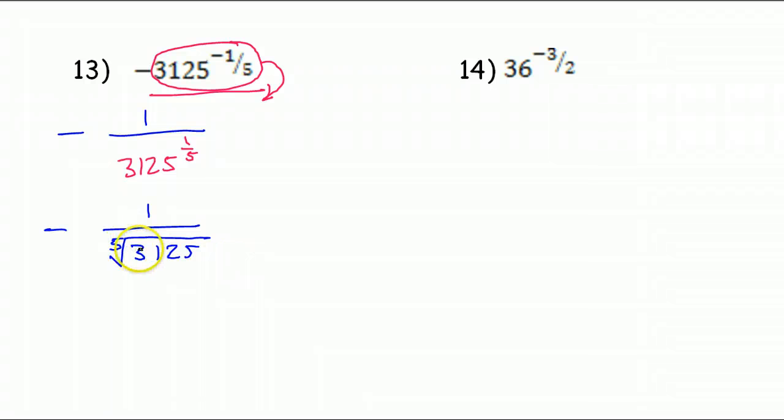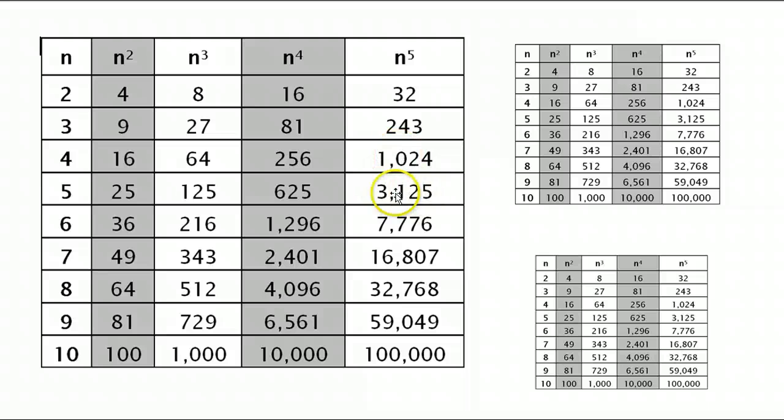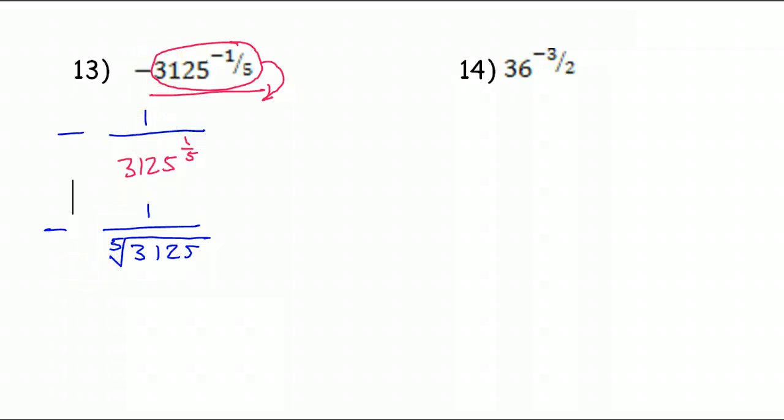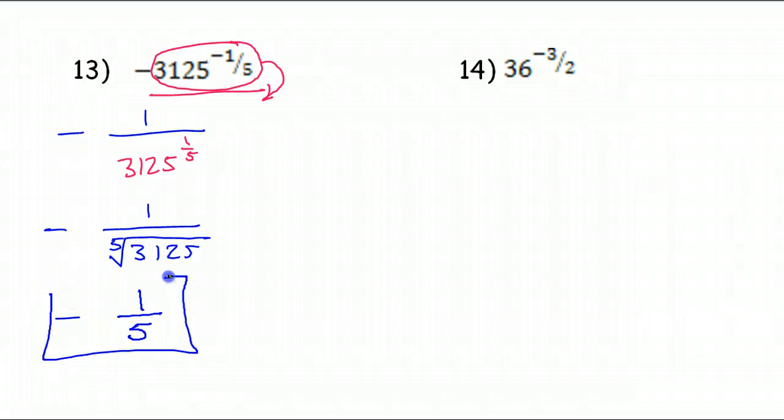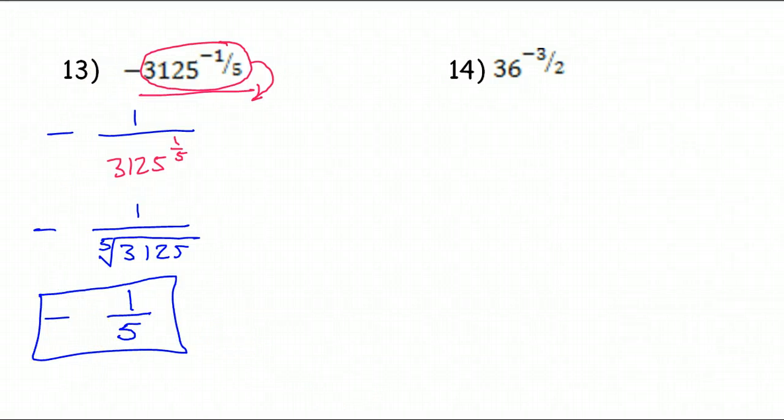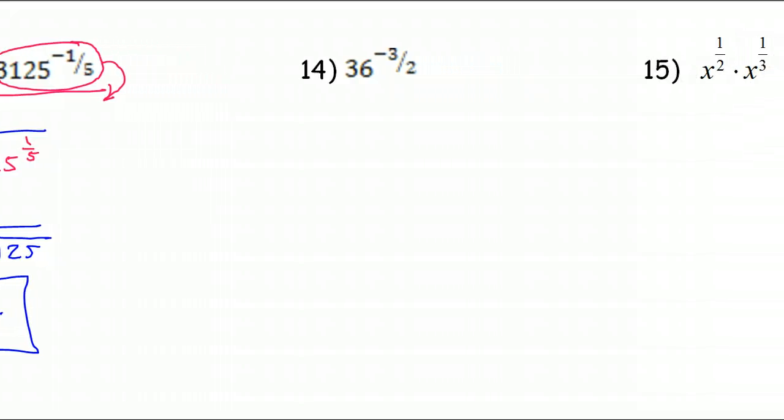Hopefully this is on the chart. The 5th root of 3,125 is 5. So that means I'm going to have negative 1 over 5. And that's it. The final answer is negative 1/5. Notice that this negative sign, because it's not in parentheses, just stayed out front the entire time. I just brought it down. So get used to that.